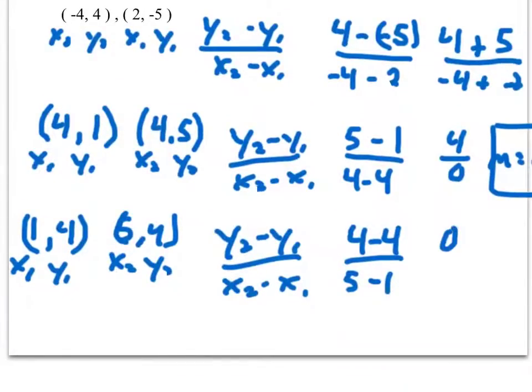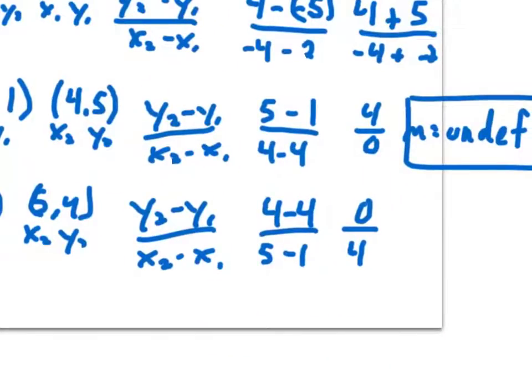4 minus 4 is 0. Over the bottom, we get 4. Anytime 0 is on top, that means my rise is 0. So that's going to be a flat line like this with no rise. Okay? Remember what kind of slope those have? Well, 0 divided by 4 is just 0. So m equals 0. Or I could say that's no slope.